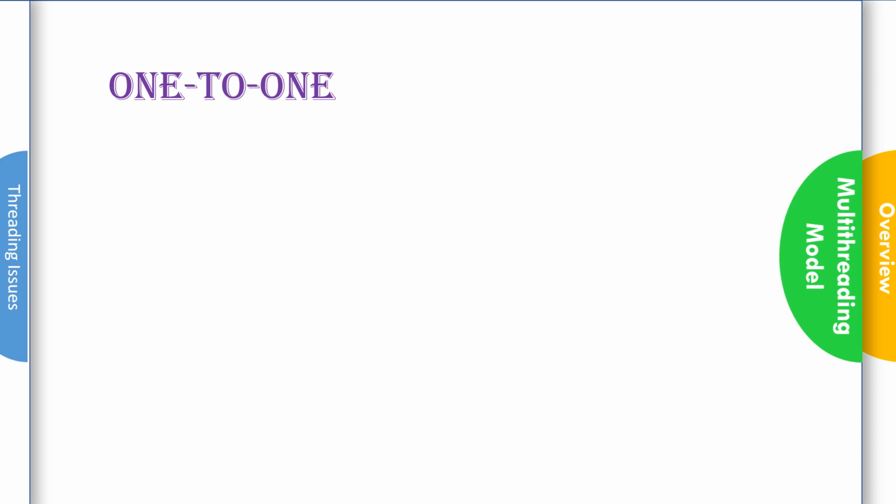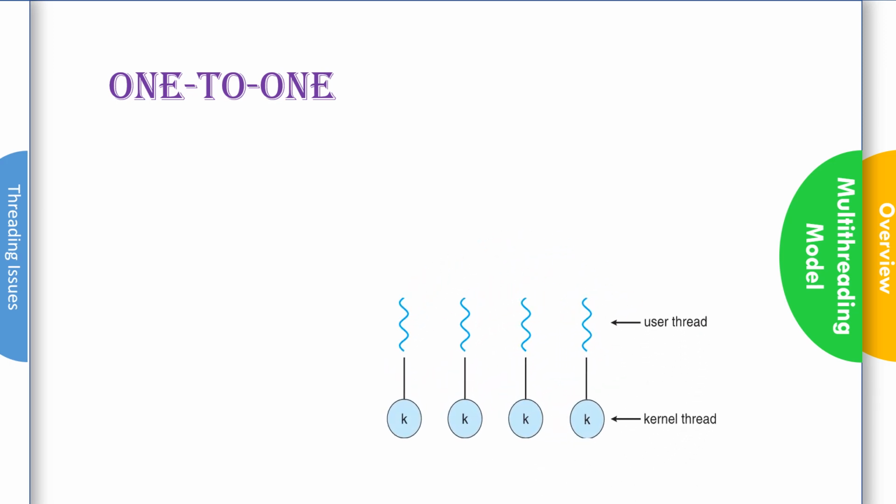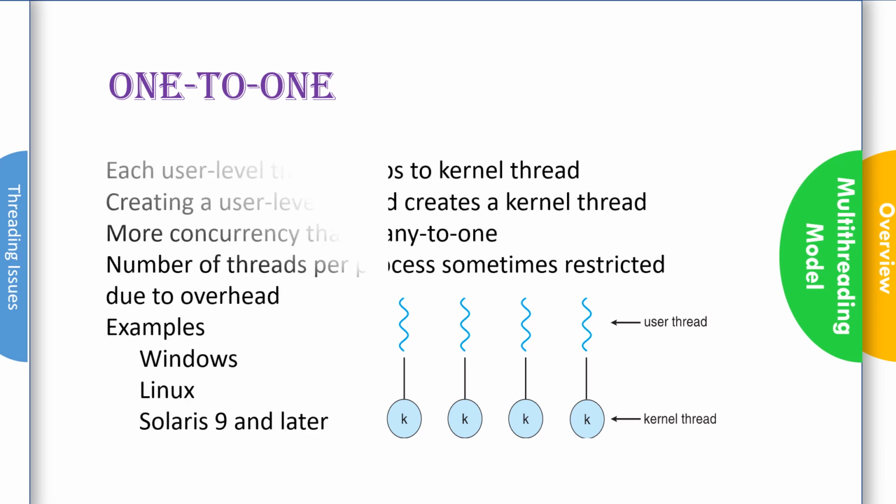This one is one-to-one. One-to-one is very clear: one user level thread is mapped to a kernel level thread. So every user thread has its own dedicated kernel level thread. So this achieves concurrency. It provides more concurrency, so more processes or more threads in that process can execute simultaneously.